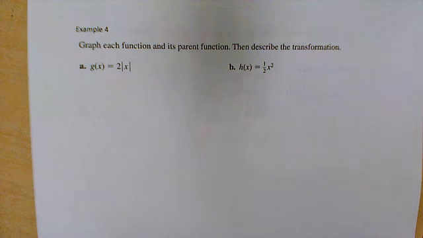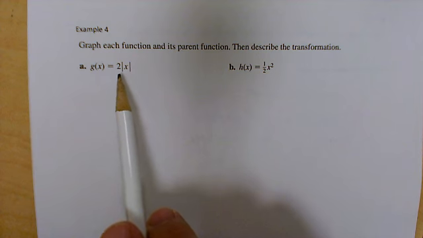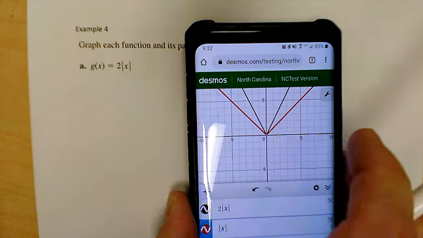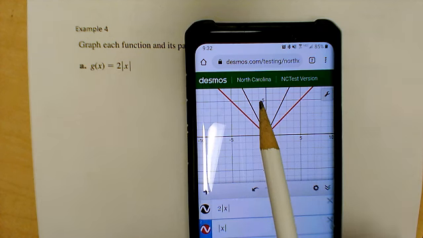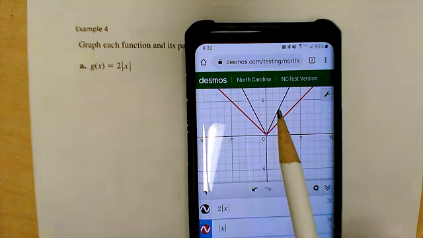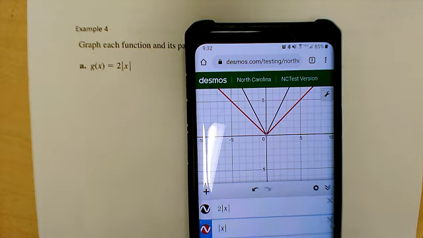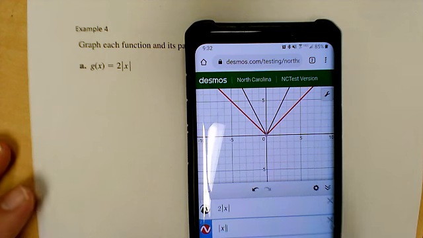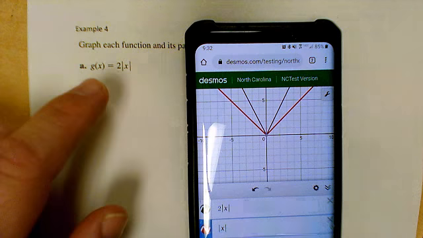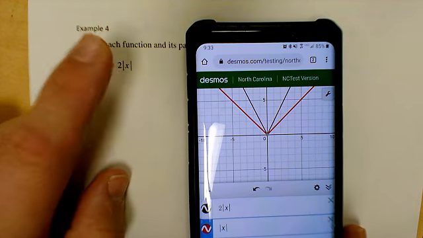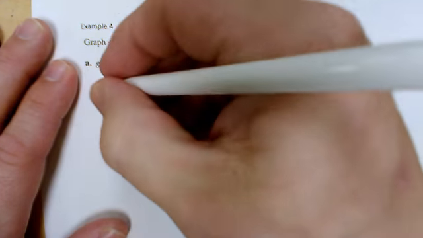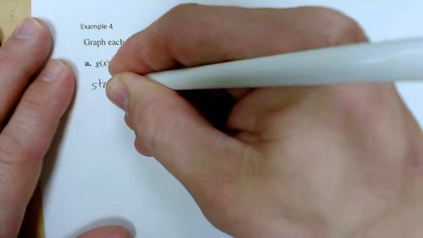Alright, so more of the same on example 4. What's going to happen here, I've got 2 times the absolute value of x. Yet again, the red one is the new function. The black one is the parent graph of absolute value of x. So it's not been moved left or right, up or down. What's actually happened here is that it's just been stretched vertically by a factor of 2. Anytime that it's getting multiplied by a number greater than 1, it's going to be stretched vertically by that number. Okay? So, stretched vertically by a factor of 2.